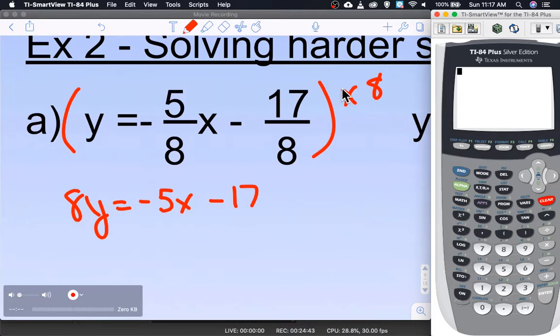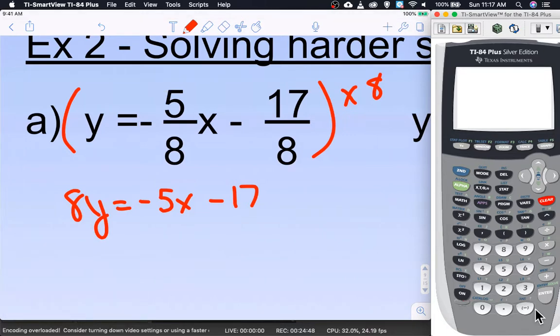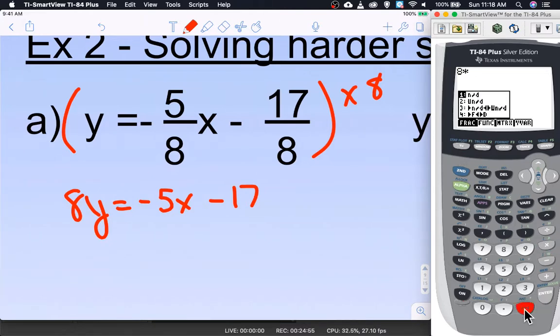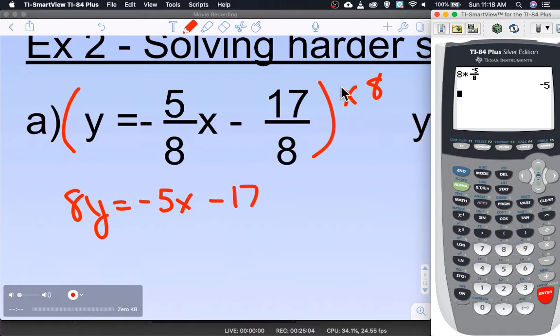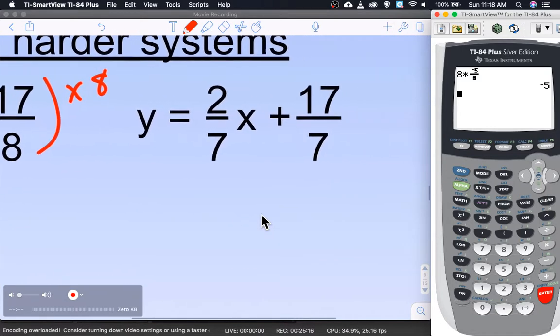You're going, what? Well, 8 times y is 8y. 8 times negative 5/8 gives me negative 5. Essentially, this 8 and the 8 in the denominator cancel each other out when you multiply. The same thing is going to happen here. If you type this in your calculator, you're going to get negative 17. Look, no fractions.